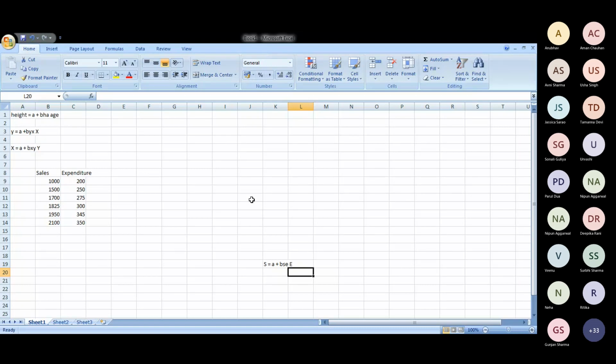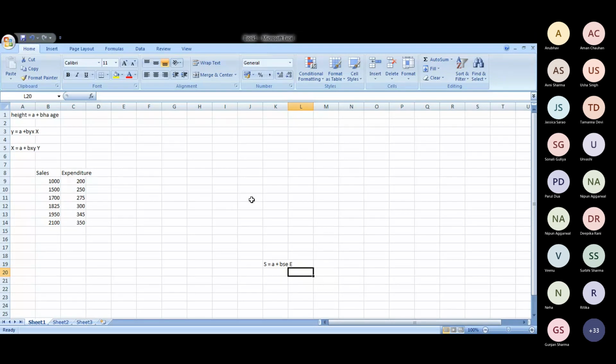The formula method is similar to the correlation. What is the formula for r? It is n summation xy minus summation x summation y, divided by the square root of n summation x square minus summation x whole square, and the square root of n summation y square minus summation y whole square. But for regression, the numerator will remain the same. There is no change in the numerator.